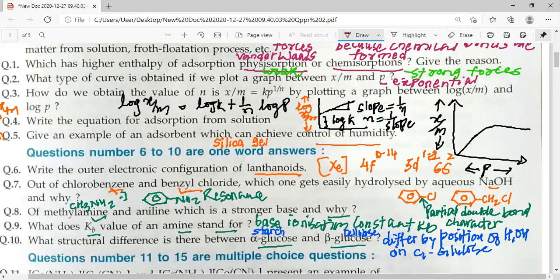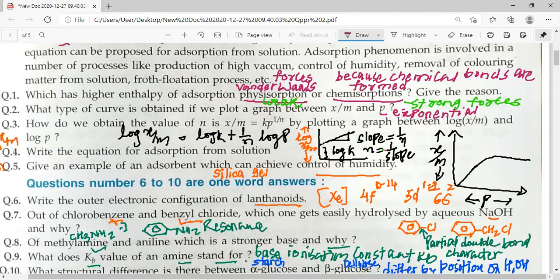The first question, which has higher enthalpy of adsorption, physisorption or chemisorption? Give reason. So my dear students, we can easily understand that when physisorption takes place, we have weak van der Waals forces. Due to weak van der Waals forces, the enthalpy of adsorption is lower. But in case of chemisorption, chemical bonds are formed between the adsorbent and adsorbate, and thus strong forces come into play, and that is why the enthalpy of adsorption is higher as compared to physisorption.